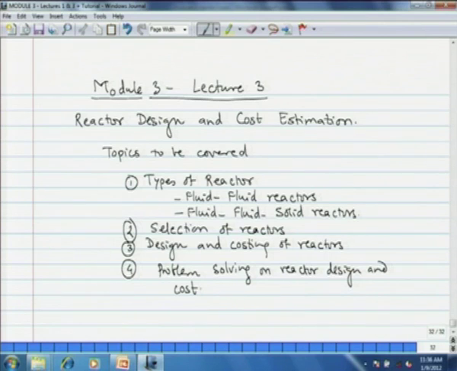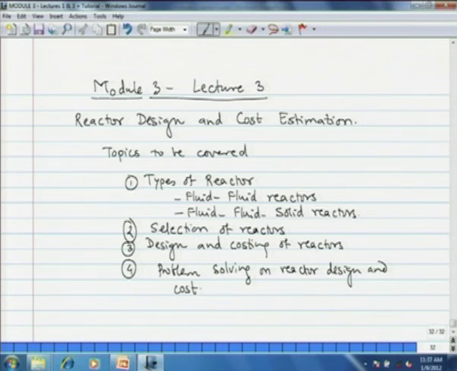We categorize these reactors in two sections: the fluid reactors, the reactors that treat either two liquids or gas liquid or gas, and the second type of reactor is heterogeneous, that is fluid solid reactors. Then we shall see the criteria for selection of reactors for a particular application. We take the theme further to see the design and costing of reactor, and finally we shall solve a problem for the design and reactor cost estimation. So let us see the first topic, that is the type of reactor.